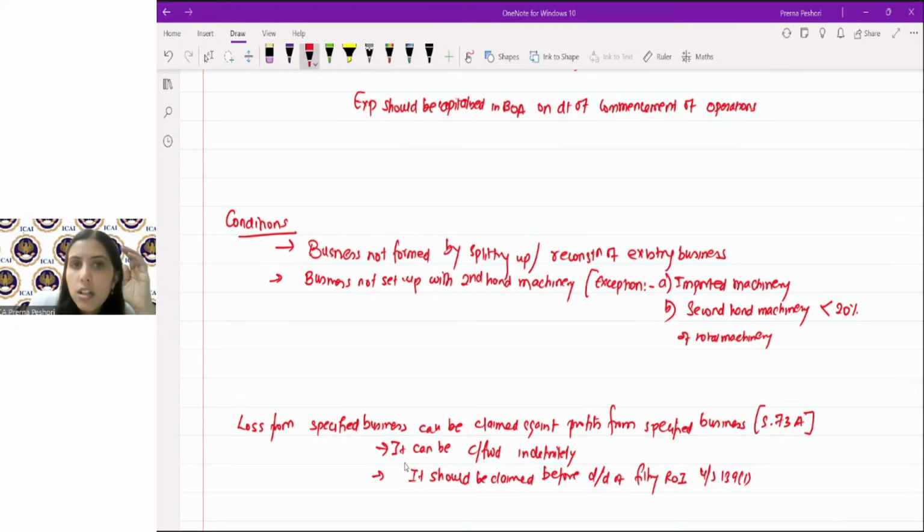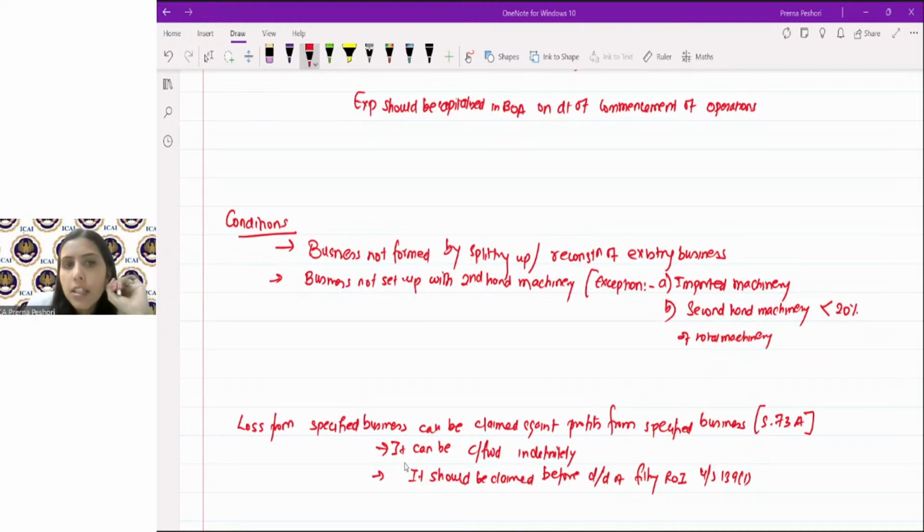So the loss can only be claimed against the income of this particular business, but this should be claimed before the 139(1), and then it can be carried forward indefinitely. Are we clear? Any doubt? All right.